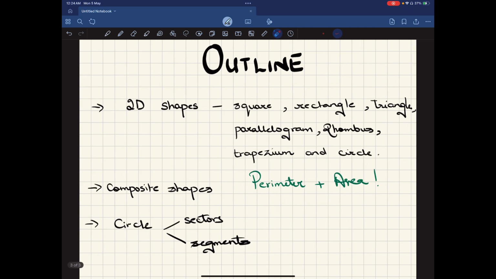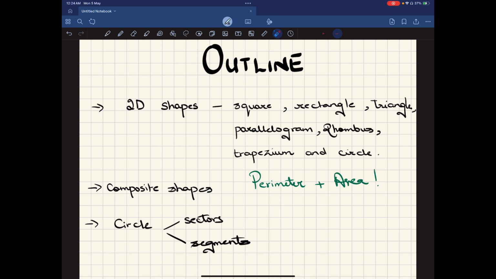Now here's how this video is structured. We'll begin with the basic shapes. So we will revise all the basic 2D shapes: squares, rectangle, triangle, parallelogram, rhombus, trapezium, and circles, including semicircles. You'll learn exactly how to calculate their perimeter and area. Next, we'll dive into composite shapes, figures made by combining these basic shapes. We'll learn how to break them down and calculate what's needed.